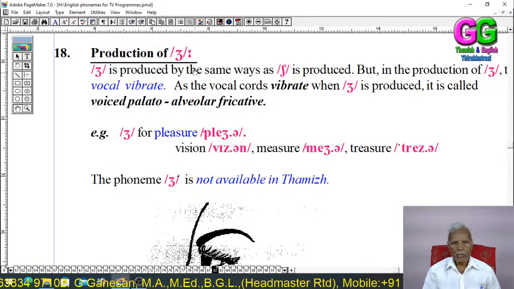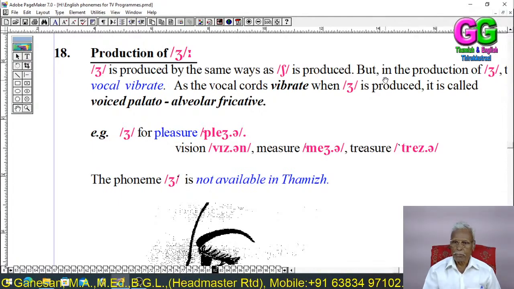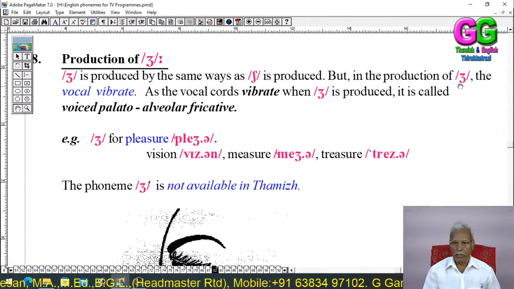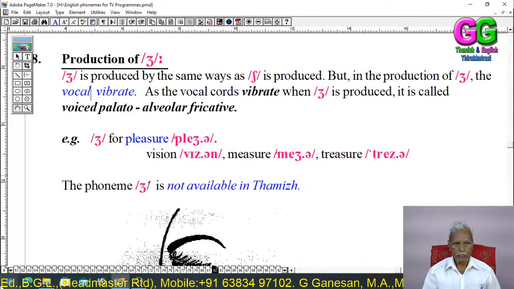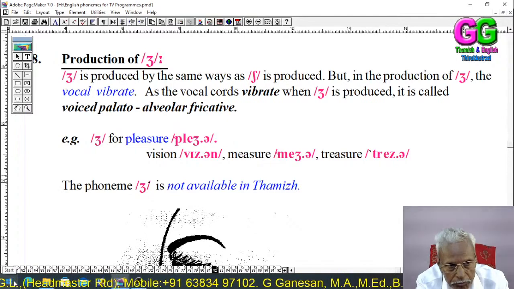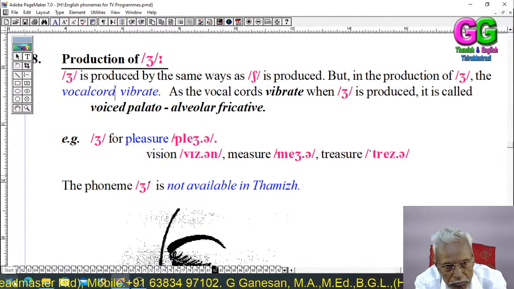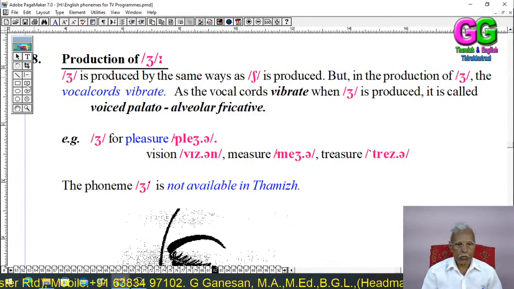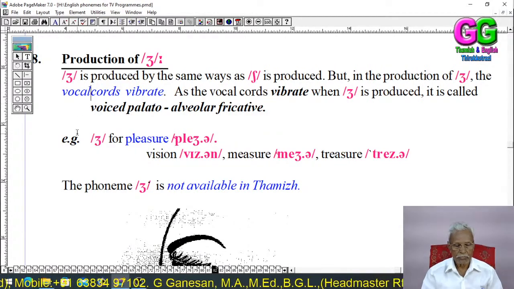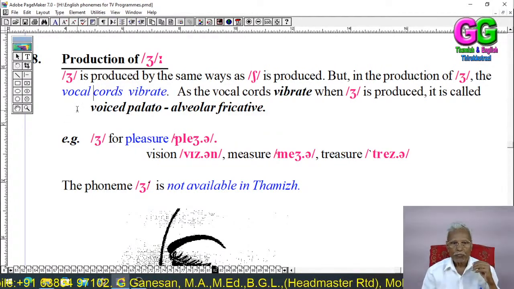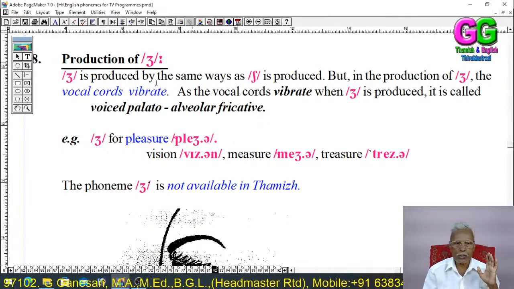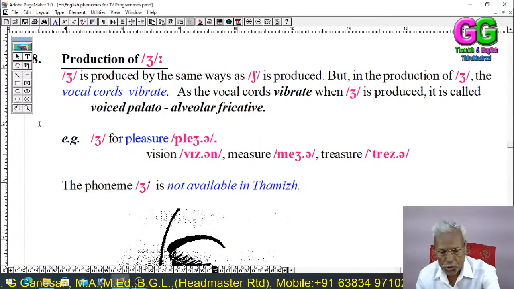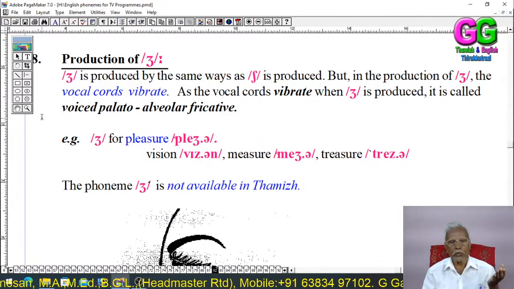Is is produced in the same way as ish is produced, but in the production of is, the vocal cords vibrate. As the vocal cords vibrate when is is produced, it is called voiced palato-alveolar fricative.